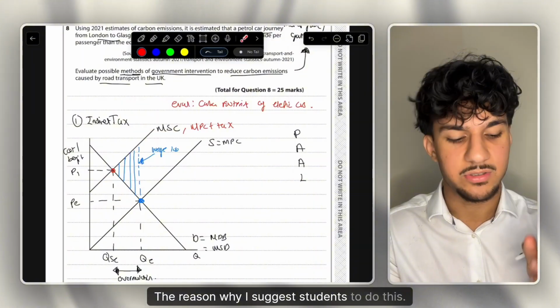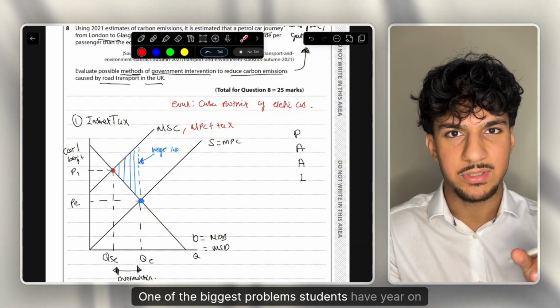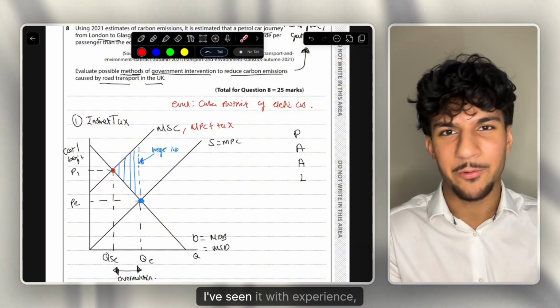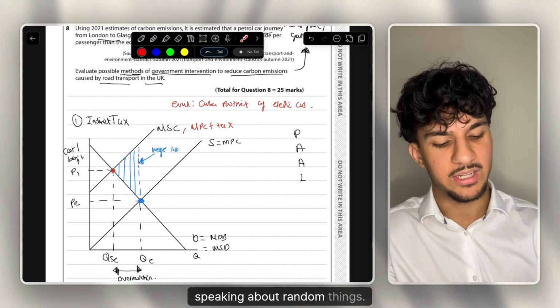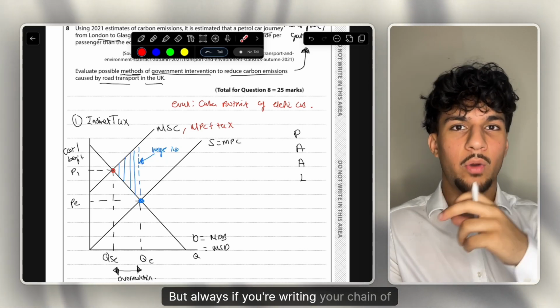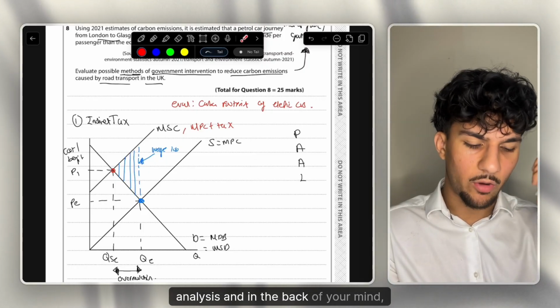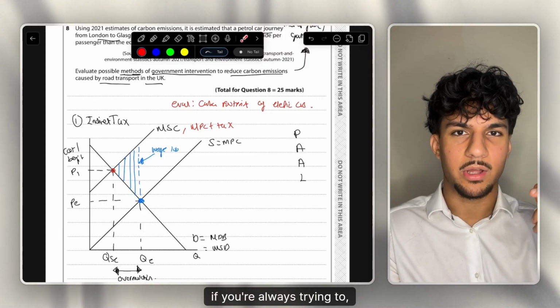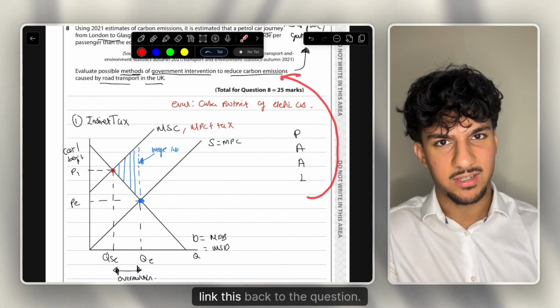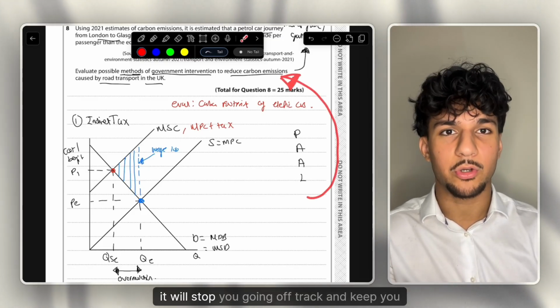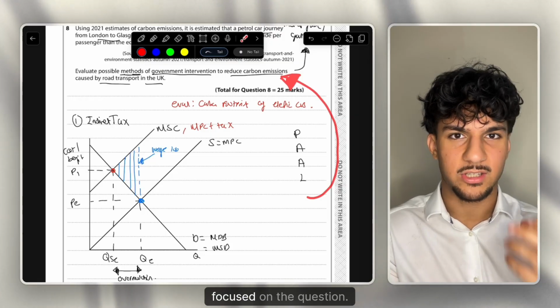The reason why I suggest students do this, one of the biggest problems students have year on year, I've seen it with experience, is students waffle. They start going on tangents, speaking about random things. But if you're writing your chain of analysis, and in the back of your mind you're always thinking, okay, I need to eventually link this back to the question, it will stop you going off track, and it'll keep you focused on the question.